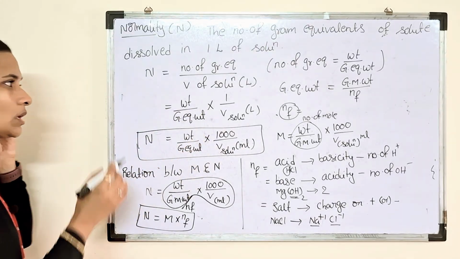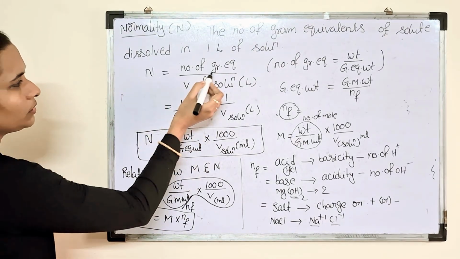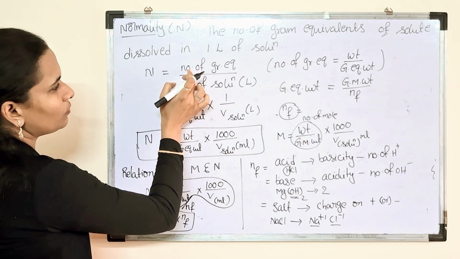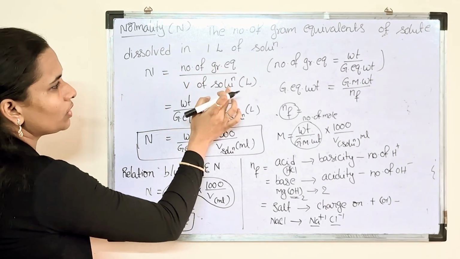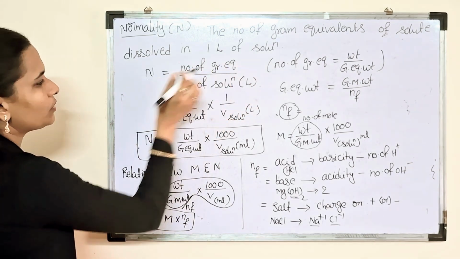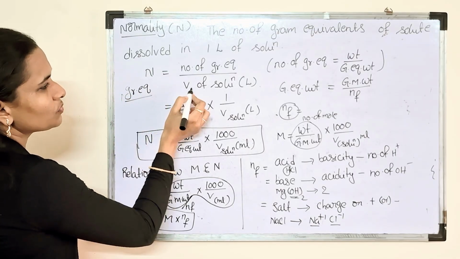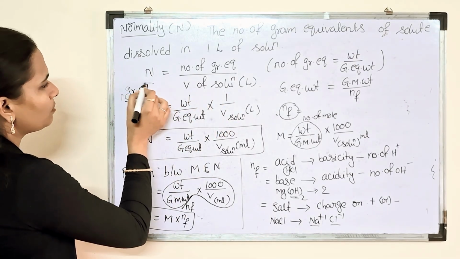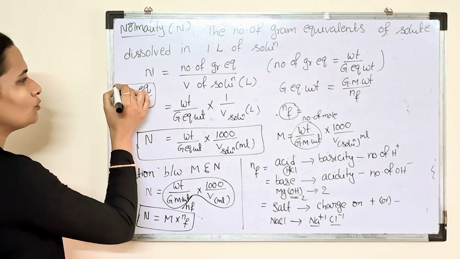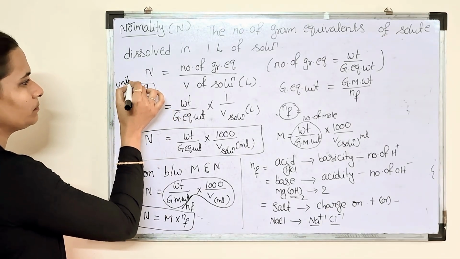Now, what are the units of normality? What is the formula? The number of gram equivalents divided by the volume of solution in liters. So gram equivalents per liter is the unit of normality.